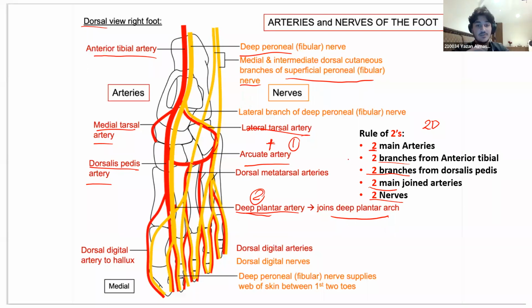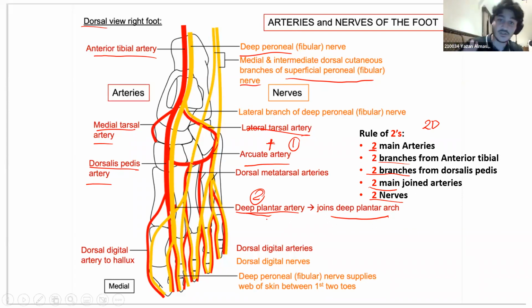We have 2 main branches of the anterior tibial, which are the medial and the lateral tarsal arteries. We have 2 main branches from dorsalis pedis, which are the arcuate artery, as well as the deep plantar artery. We have 2 main joint arteries, which are the lateral tarsal with the arcuate artery, and also the deep plantar artery joining with the deep plantar arch. And lastly, we have two main nerves, the deep peroneal nerve and the superficial peroneal nerve.